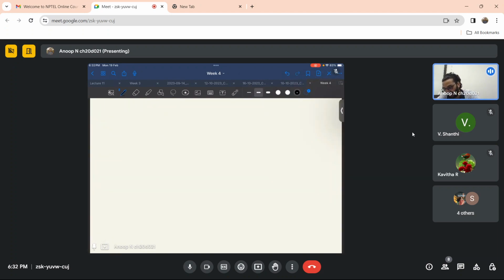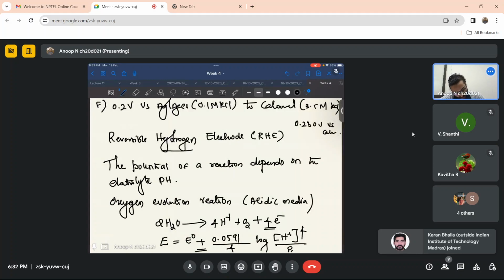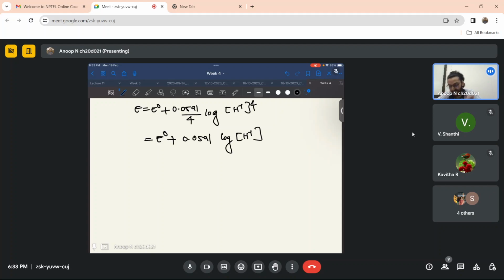So in the next step, we can take out the one thing we missed: the partial pressure of oxygen. I'll assume the partial pressure of oxygen is equal to 1 atm. Assuming that, we can go forward. We can write E is equal to E0 plus 0.0591 divided by 4 times log of concentration of H plus raised to 4. So rearranging, E0 plus 0.0591 log of H plus concentration.